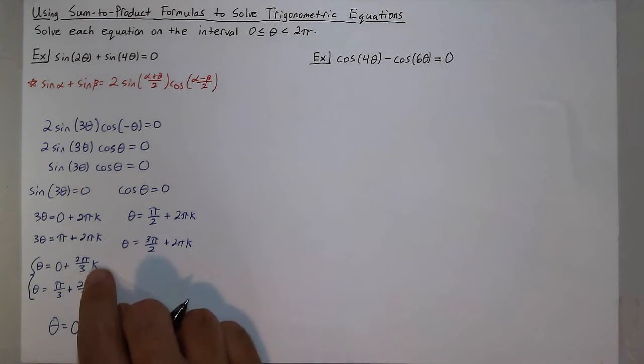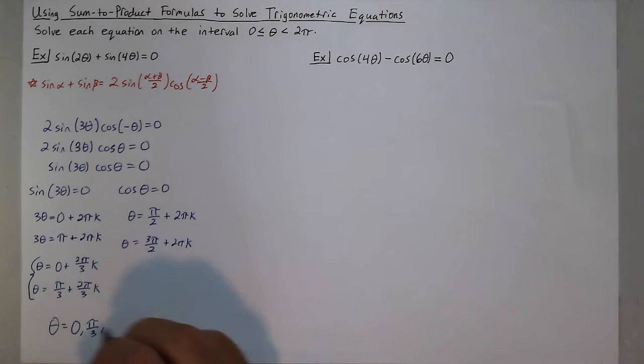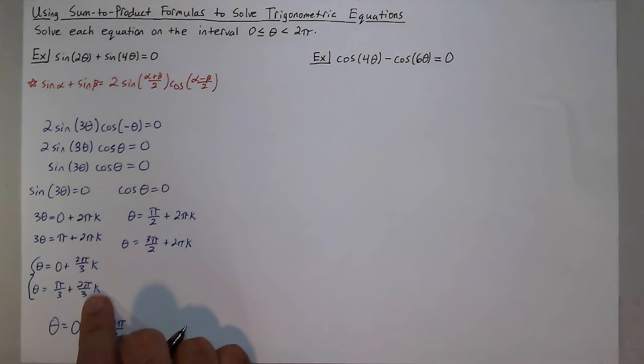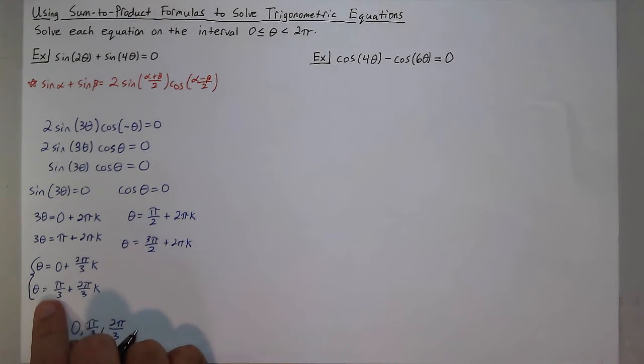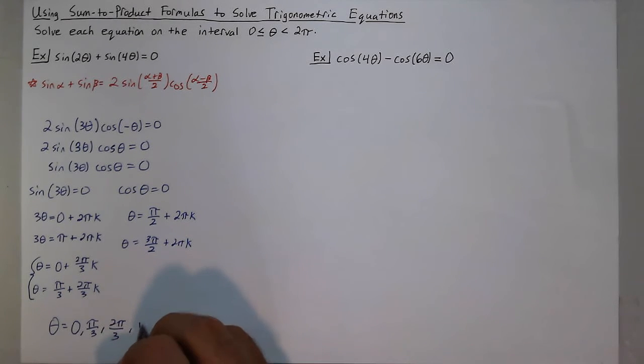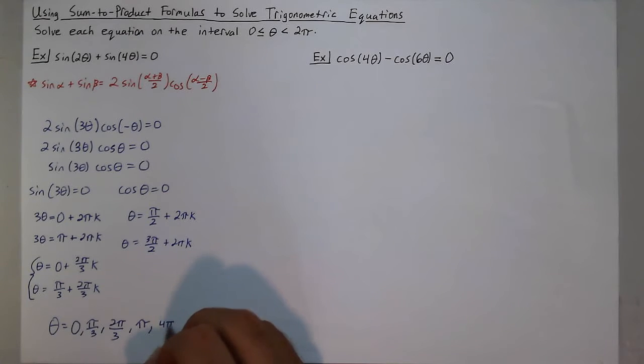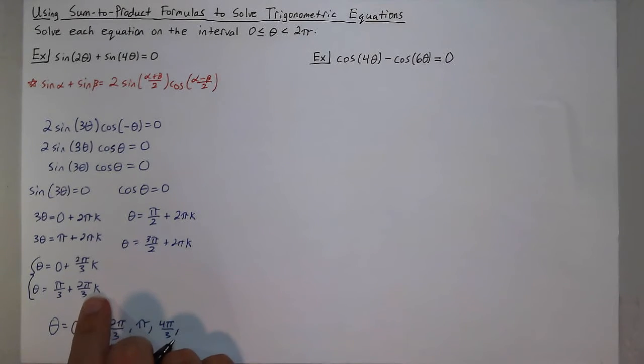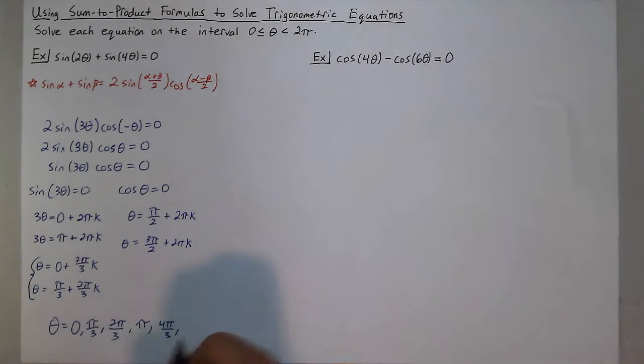Now I can plug in 1 for k, so 0 plus 2 pi over 3 is 2 pi over 3. And I can plug in 1 for k, and I get pi over 3 plus 2 pi over 3, which is 3 pi over 3, which just simplifies to pi. Now I can plug in 2 for k, it gives me 4 pi over 3 plus 0, so 4 pi over 3. And that gives me 4 pi over 3 plus pi over 3, which is 5 pi over 3.